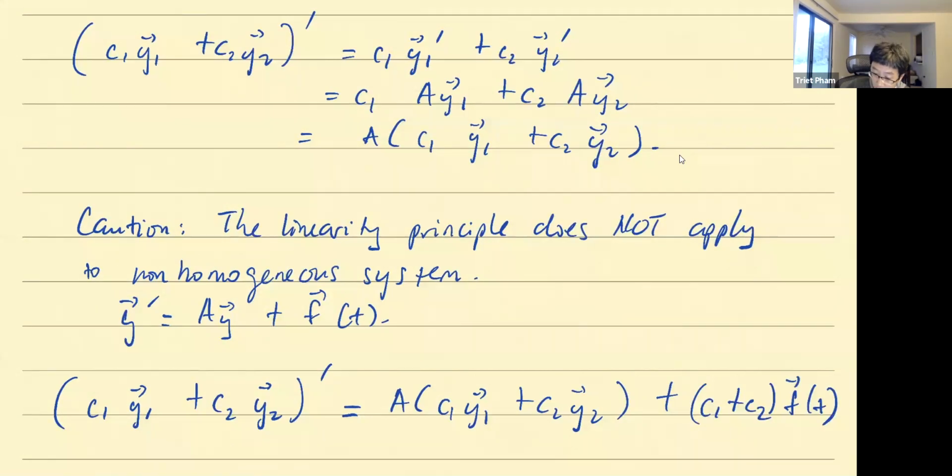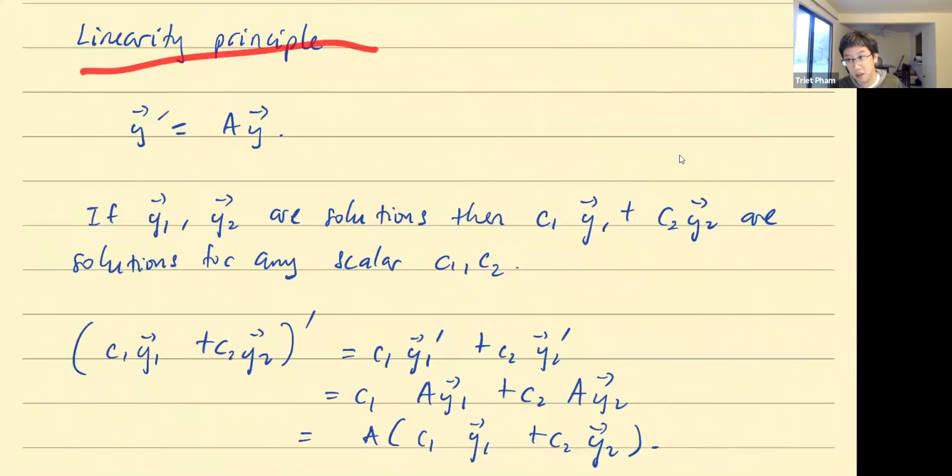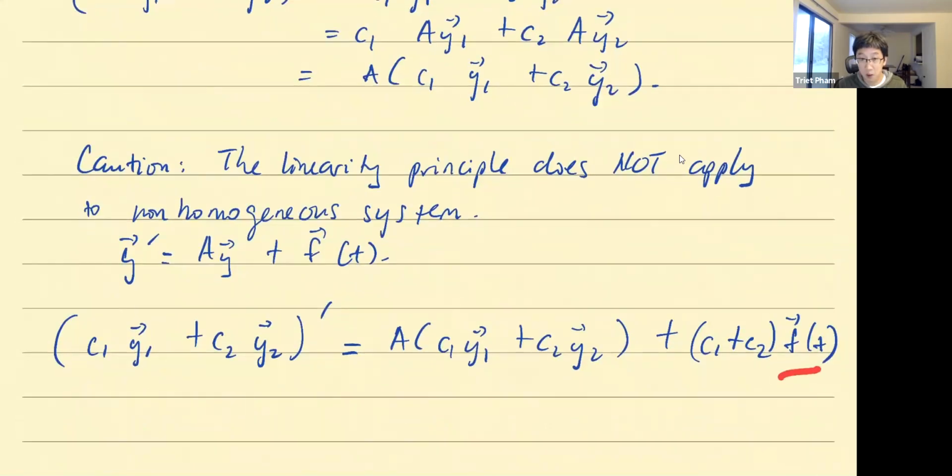So obviously this is not the same as this system, because this is C1 plus C2 times f and not 1 times f, unless C1 plus C2 equals 1. Otherwise, in general, that's not true. So the f here, the non-homogeneity, is saying that behind the linearity principle is the mundane fact that 0 plus 0 is equal to 0. But if you have non-zero, then non-zero plus non-zero is 2 or something. So that's why.